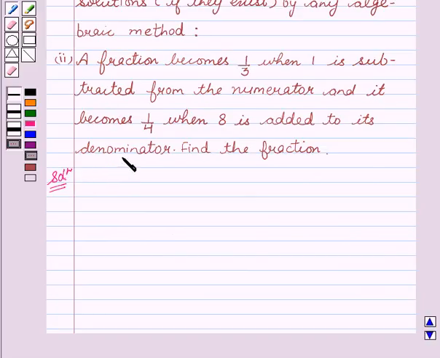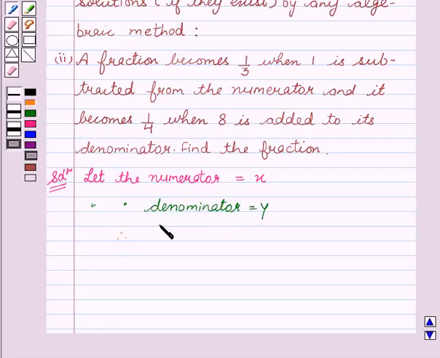There are two unknown quantities, that is the numerator and the denominator. So, first of all, let us assume let the numerator be x and let the denominator be y. Therefore, fraction equal to x upon y.